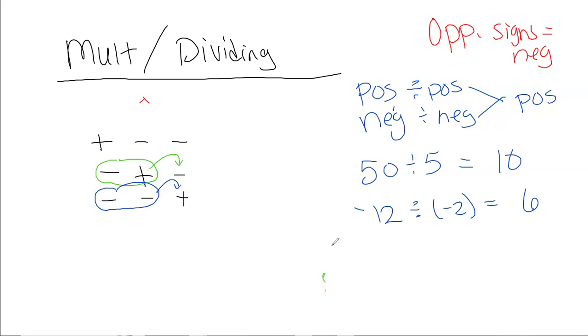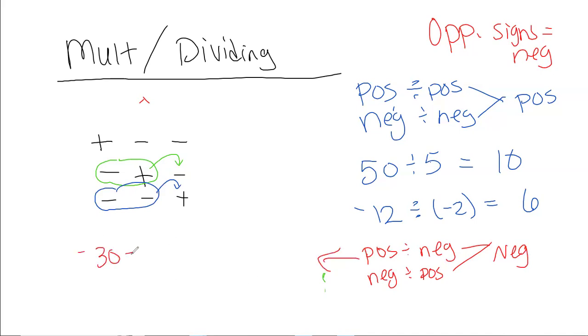If the signs are opposite signs, so if it's a positive divide a negative, or a negative divide positive, see how they're opposite, the answer is negative, just like it was for multiply. I'm going to come over here for these examples. What if it's -30 divide 10? That's a negative divide a positive. That's the middle row, negative, positive, answer. 30 divide 10 is 3, make it negative.